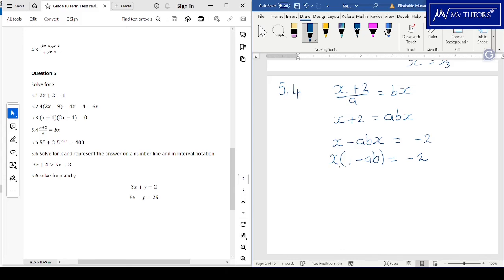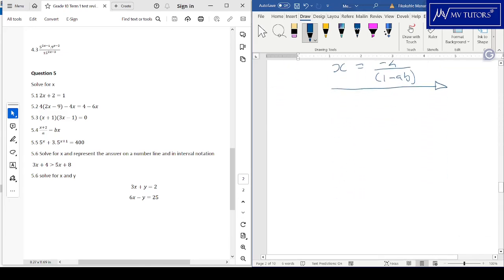Now, these things are multiplied. I need to get rid of this bracket by dividing both sides with it, which is 1 minus ab. Therefore, x is just simply equals to minus 2 over 1 minus ab. Good. It's our final answer. Okay. Are we getting there? There's another question.